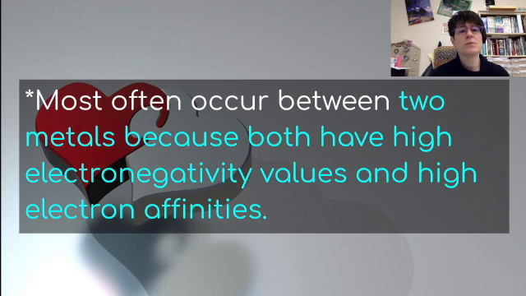So this most often occurs between two metals because both have high electronegativity values and high electron affinities.